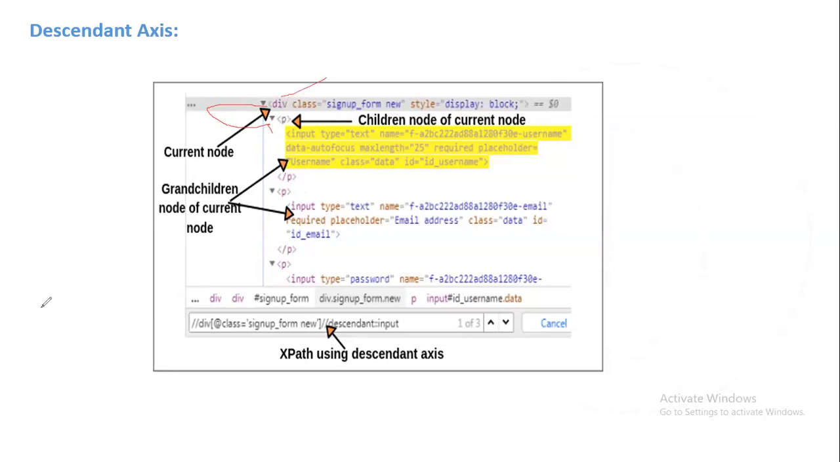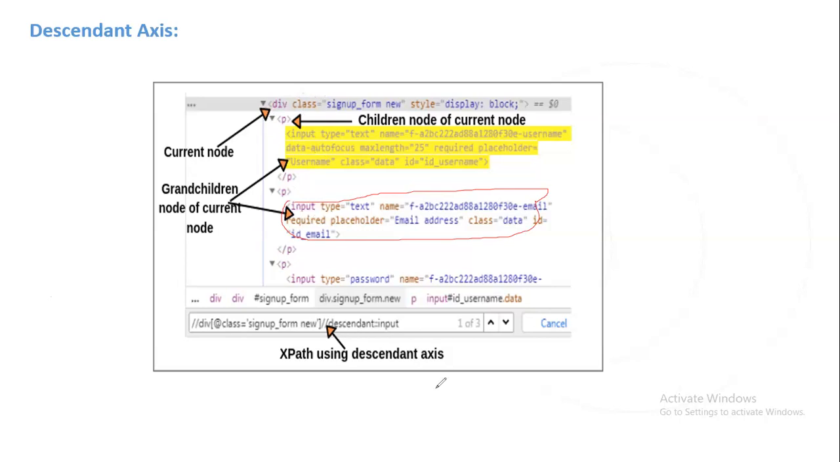So if you require to find an element, suppose this input element, I need to find all the input elements. Which is the current node? Div. So first of all, find the current node, and then you require to find all the descendants, all the children. So descendant axis, what does it select? All the descendant elements like children and grandchildren, etc. of the current node.